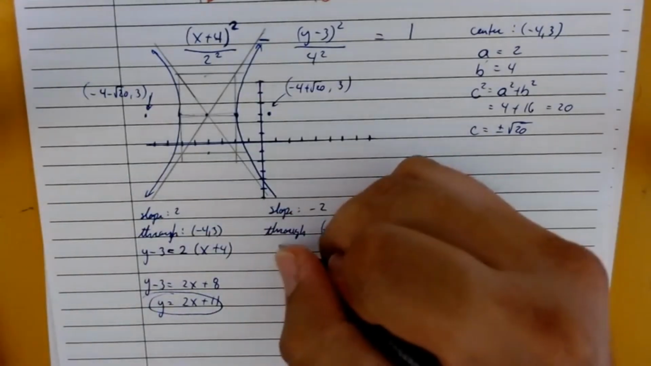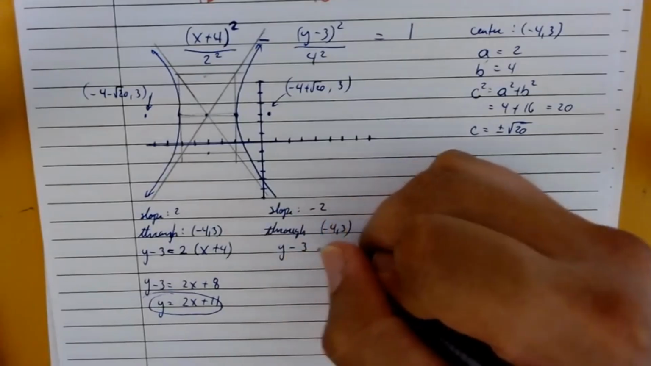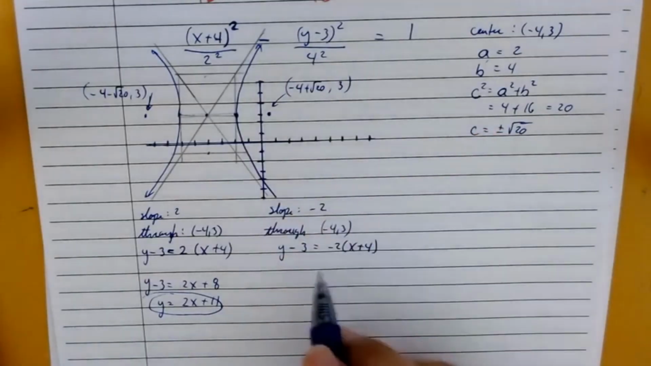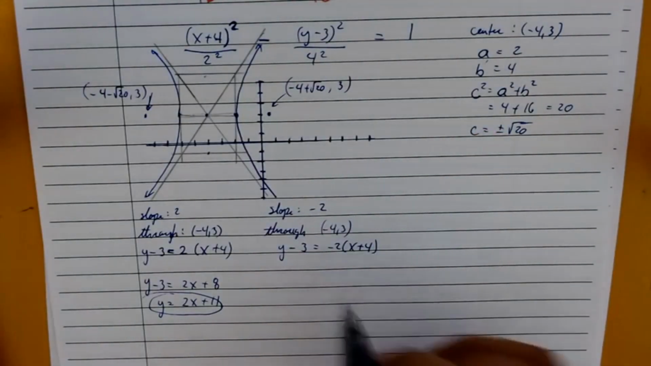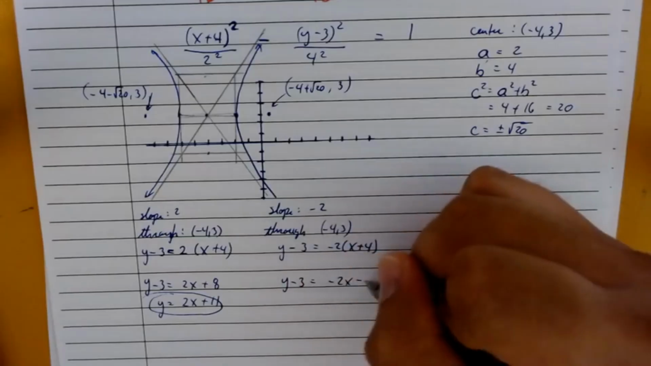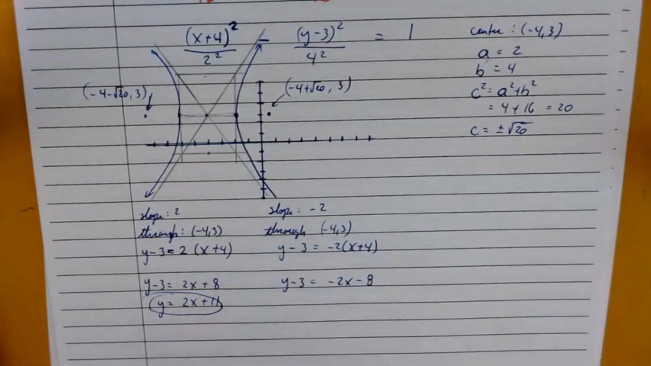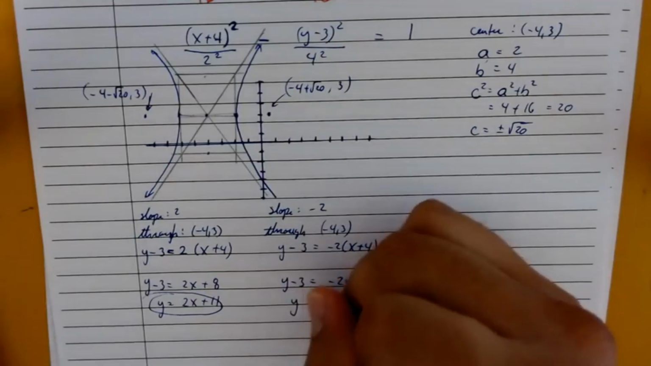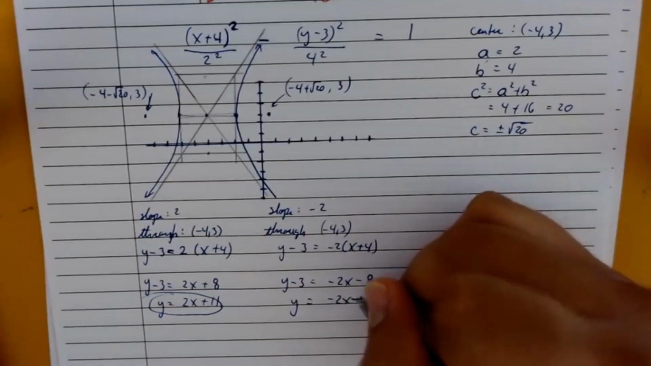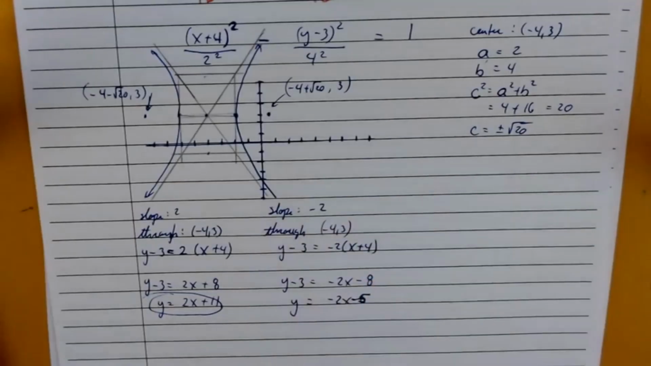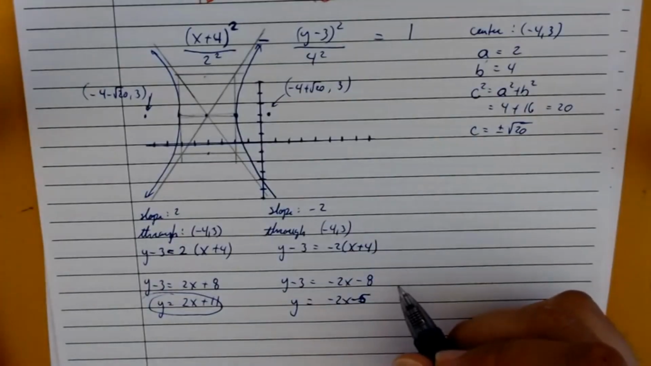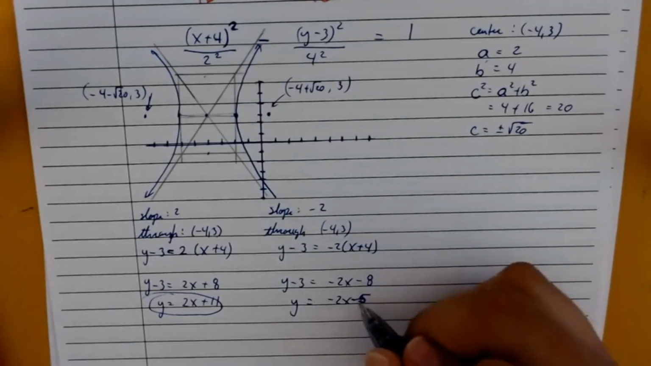The other one is almost exactly the same. y minus 3 equals negative 2 times x plus 4. Your point's the same, just your slope has changed. You can distribute your negative 2 to give you y minus 3 is equal to negative 2x minus 8. And if you add 3 to both sides, you get y equals negative 2x. That should be a minus 5. And that is our result. Negative 2x minus 5.